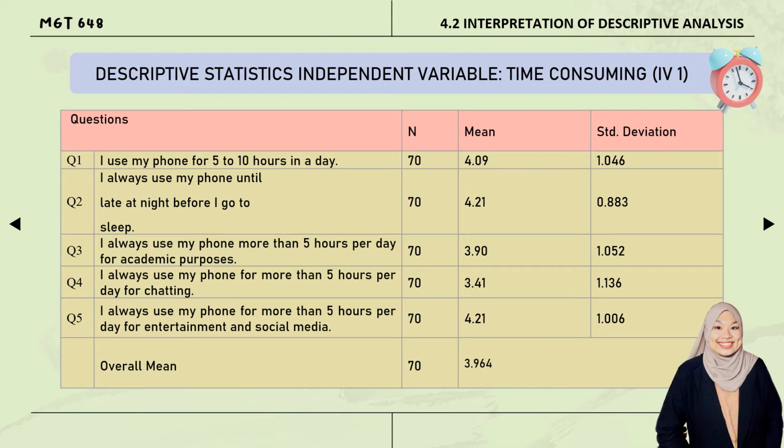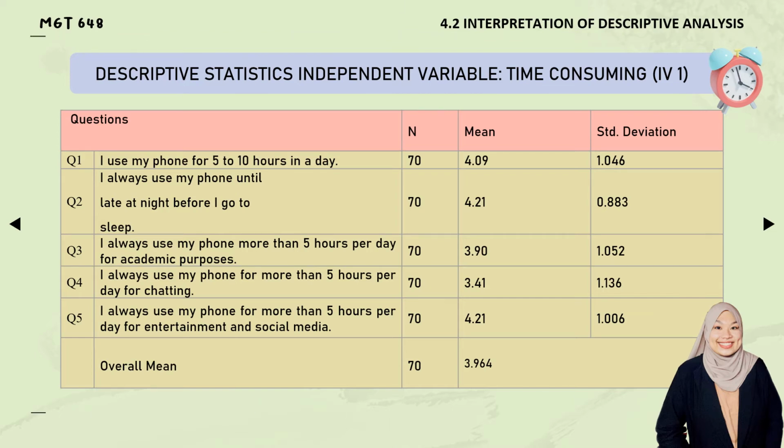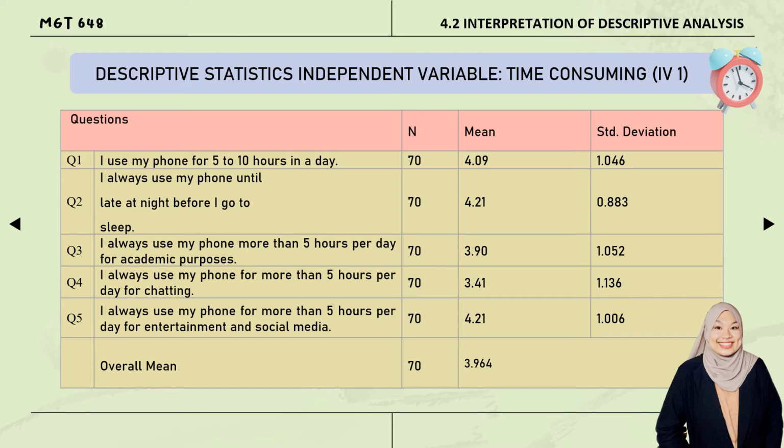For standard deviation, we can conclude that question 2 has the lowest score for standard deviation, which is 0.883 or 21%. On the other side, question 4 is considered the highest score, which is 1.136 or 33.31%.